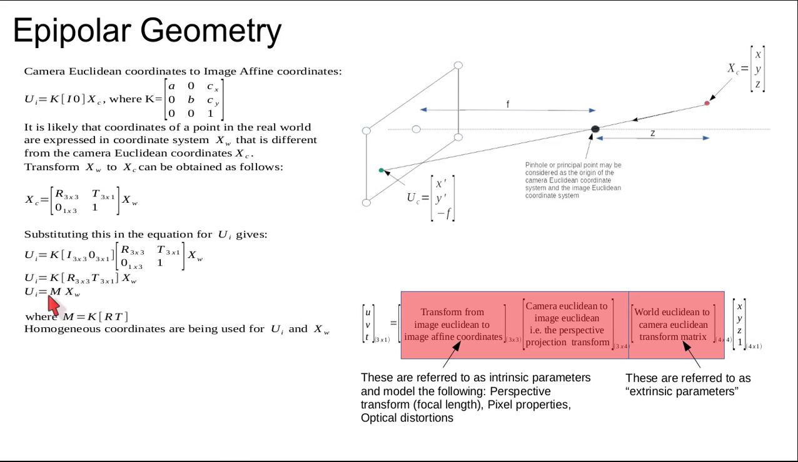You will remember that ui represents the column and the row values expressed in terms of homogeneous coordinates. And this m matrix, or the transform matrix, is made up of intrinsic parameters, which is represented by the term k, and extrinsic parameters r and t. From previous slides, we know that the intrinsic parameters are made up of the camera Euclidean to image Euclidean coordinate transform, and the transform from the image Euclidean to the image affine coordinate transform. And the extrinsic parameters transform the world Euclidean coordinates to the camera Euclidean coordinates.